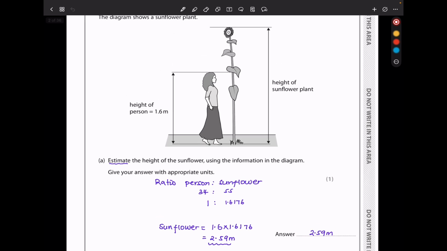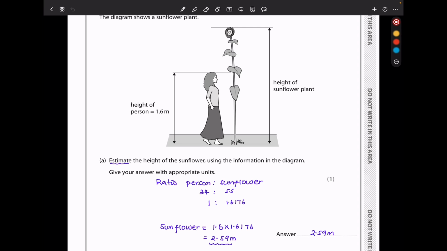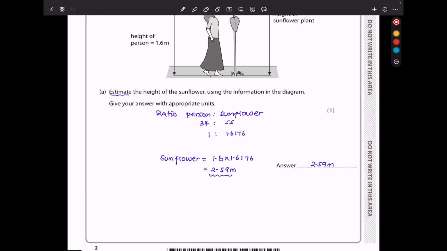The key thing is to get a ratio of this length to that length, and then you can multiply this with a value you got from the other part, so you get the appropriate answer, and this is rounded off to 3 significant figures.